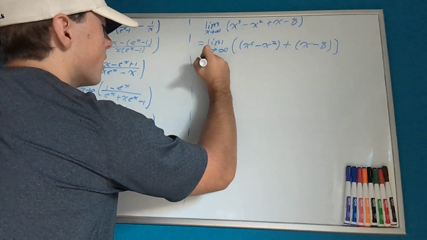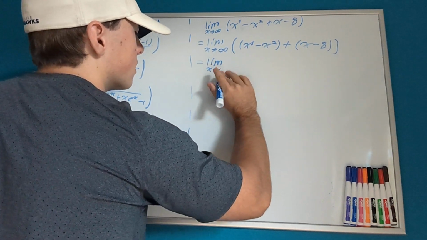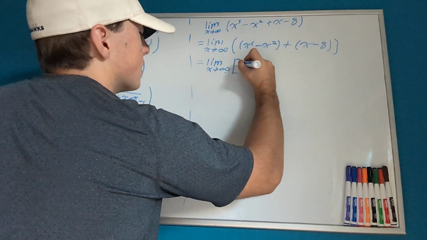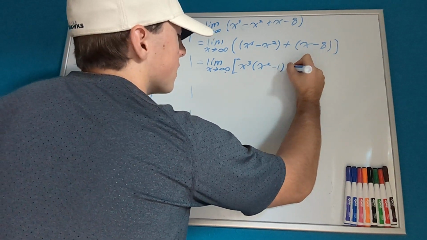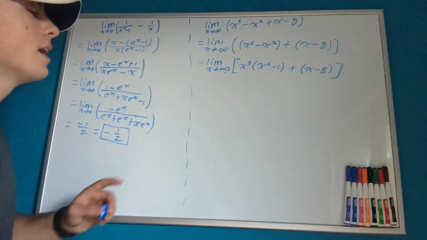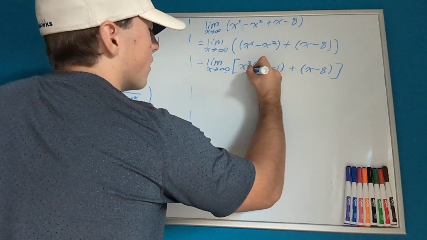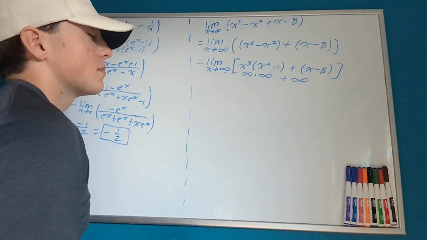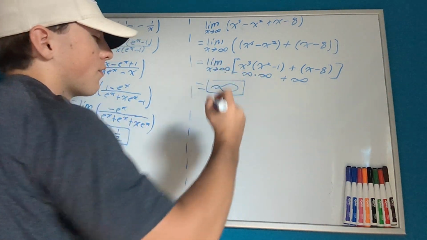All we're going to do is say this equals the limit as x approaches infinity of, we can just factor out x cubed here. We get x cubed times x squared minus 1, right? And then this is plus x minus 8, right? Now, what I want you to observe is this is infinity, and this is infinity. So here we have infinity times infinity, then plus infinity. Infinity times infinity is just infinity, plus infinity is still infinity. So this equals infinity. And that is our final answer for this limit.